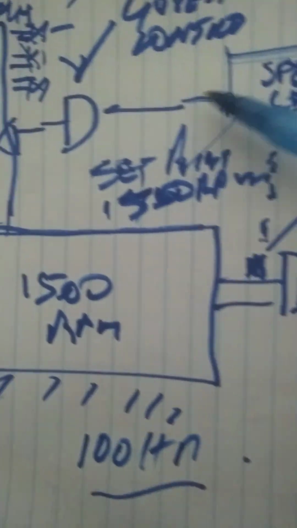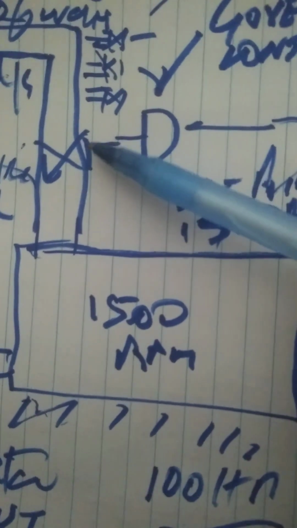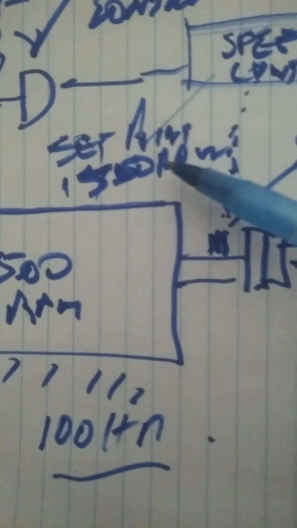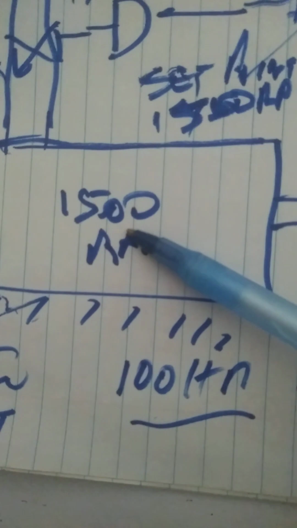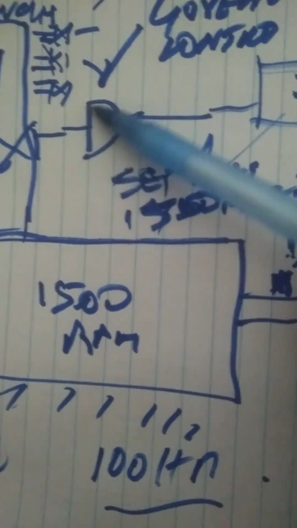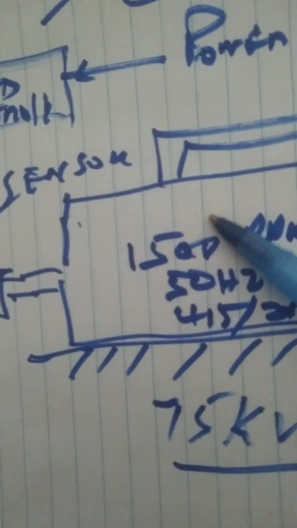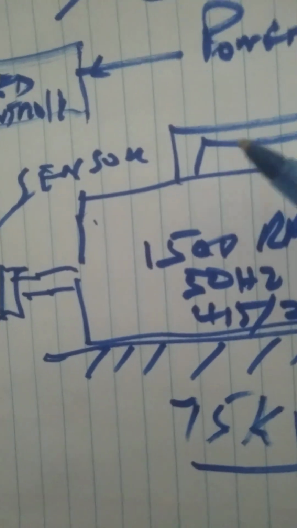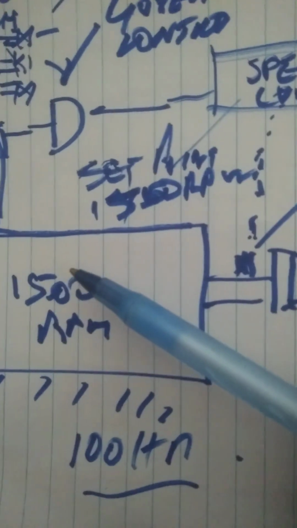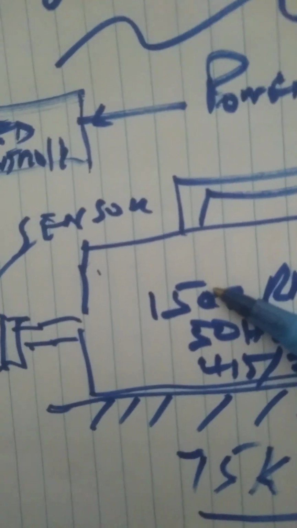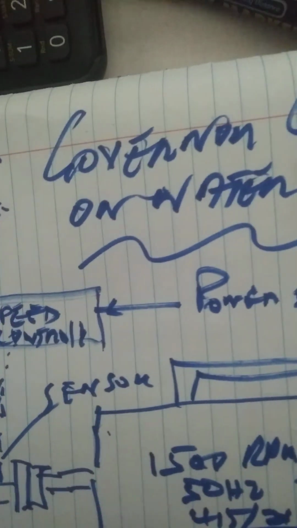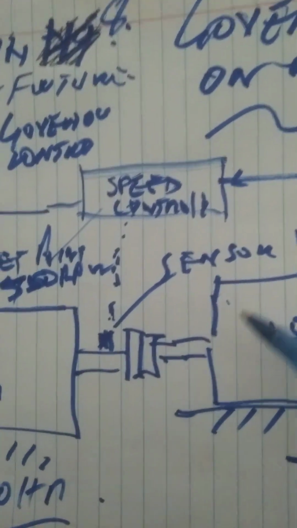Remember, the controller is regulating the water passing, maintaining the set point of 1500 RPM. If there is no water control, you will have a problem with speed. You will then have problems with voltage, frequency, and power. If you cannot keep the speed constant, your power will be up and down. So governor control is very, very important.